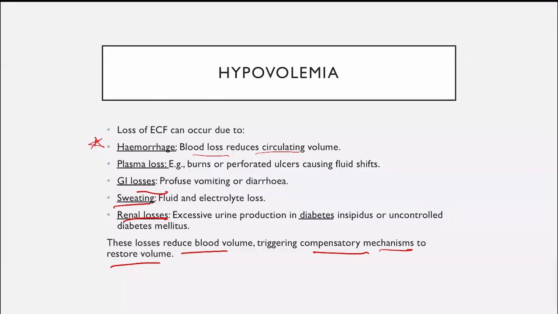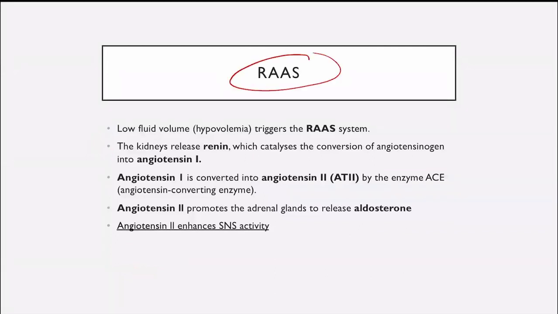Okay, so let's talk about RAAS. Hypovolemia is going to trigger the RAAS system. The kidneys are going to release renin. They're going to sense the hypoperfusion, the low blood pressure, and they're going to release renin, which catalyzes the conversion of angiotensinogen into angiotensin 1. Okay, don't make the same mistake I did. This is angiotensinogen into angiotensin 1.